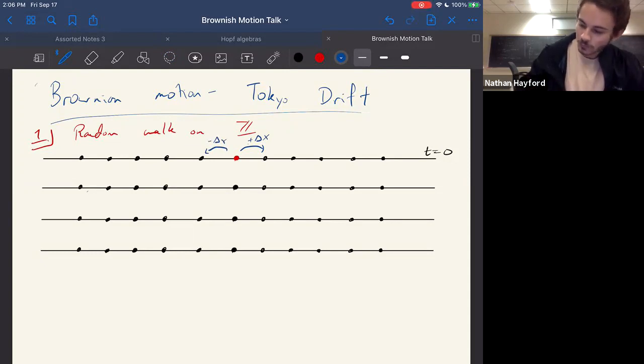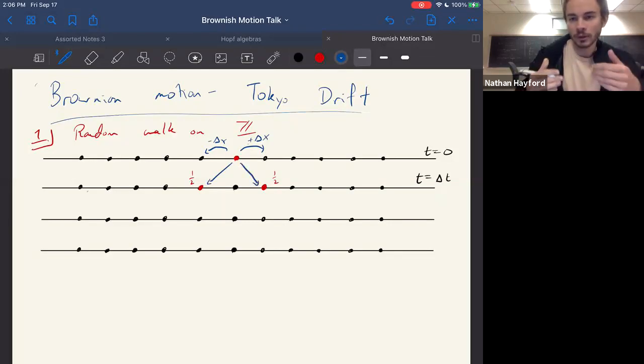So at the next time step, t equals delta t, what position am I at? Well, I'm either here or I'm here, each with probability 1/2, which is obvious enough from what I just said. So I repeat this process. The random walk is just the repetition of this process forever. So at the next time step, I'm either here or here.